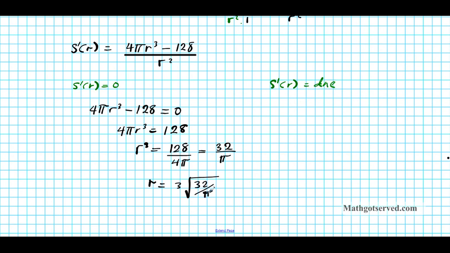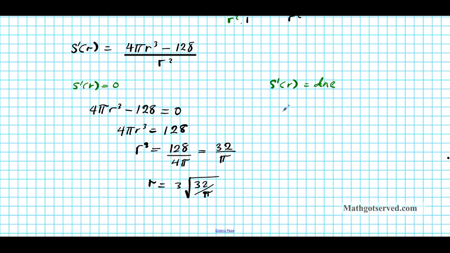So that's the only critical point that we have. I'm sorry, the only point where the derivative is 0. Critical points that involve the non-existence of the derivative: we have to set the denominator to 0 because that's what makes the derivative undefined. And we know that wherever the derivative is undefined, we have a critical point there.